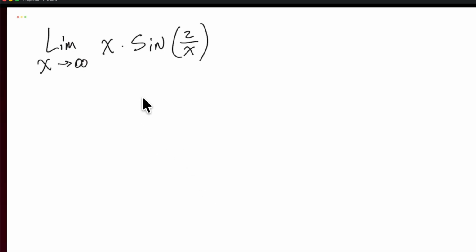Next, we have the limit as x approaches infinity of x times the sine of 2 divided by x. So folks, we can convert this to a fraction and use L'Hopital's. So we're going to change this to sine of 2 over x divided by 1 over x. And if we put infinity here, we're going to have the sine of 0, which is 0, and then 1 over infinity, which is 0. 0 over 0 is L'Hopital's friendly.